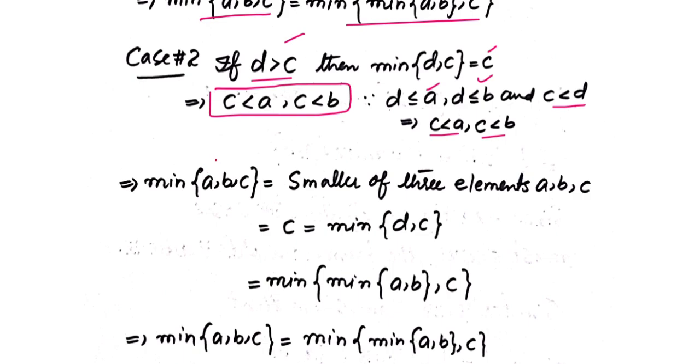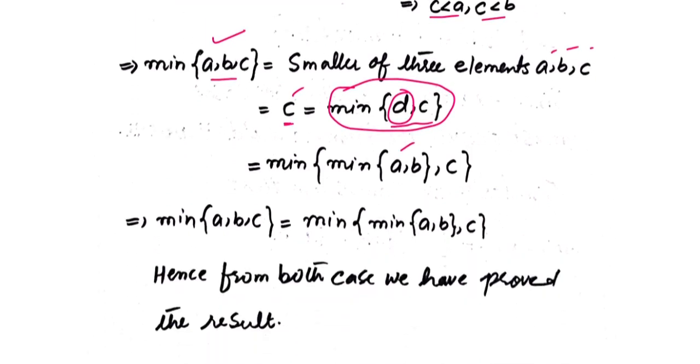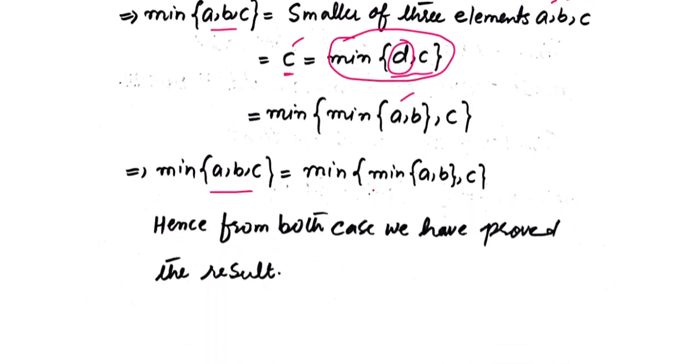Next, we consider the left hand side of the question. The minimum value of A, B, C is actually the smaller of the three elements A, B, and C, which is equal to C here, and which is also equal to the minimum of this set. By replacing the value of D, which is equal to the minimum of A, B, hence from this case also we have left hand side equal to right hand side. Hence from both cases we have proved the result.